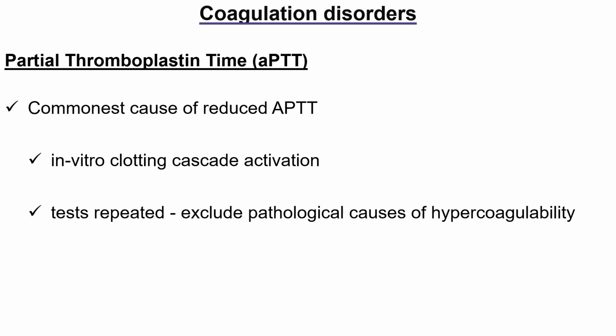So the commonest cause of reduced or decreased APTT could be in vitro clotting cascade activation. So the tests are usually repeated to exclude pathological causes of hypercoagulability.